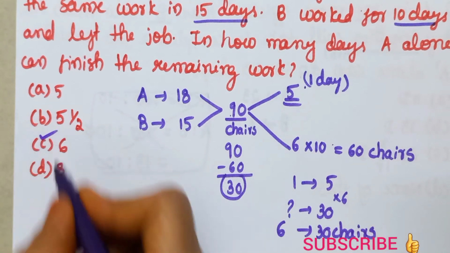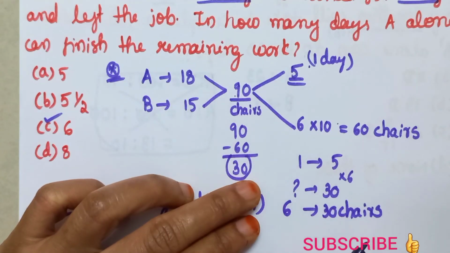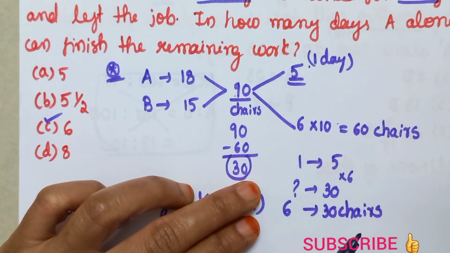So click this option number. This is one of the simplest ways. There is another way also. If you want, you can do it in that way also.